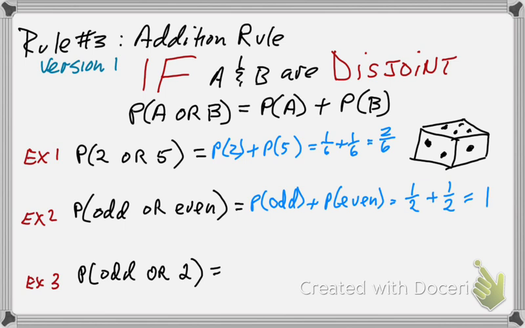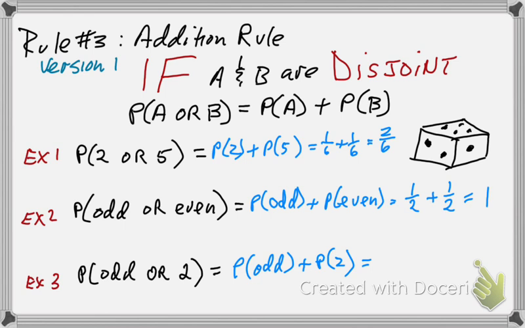Odd or 2. I'm just going to keep going like I have some sense of control here. Are they disjoint? Yeah. So the probability of odd plus the probability of 2. I have a question. Sure. On example 1, it doesn't equal 1, but I thought they were supposed to equal 1 if I added up all the probabilities. Good question. All the probabilities in the sample space. We're just picking 2 of them out of there.